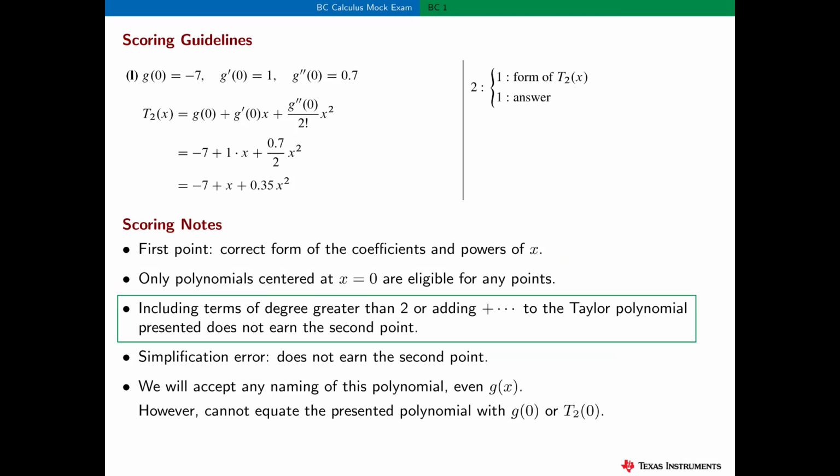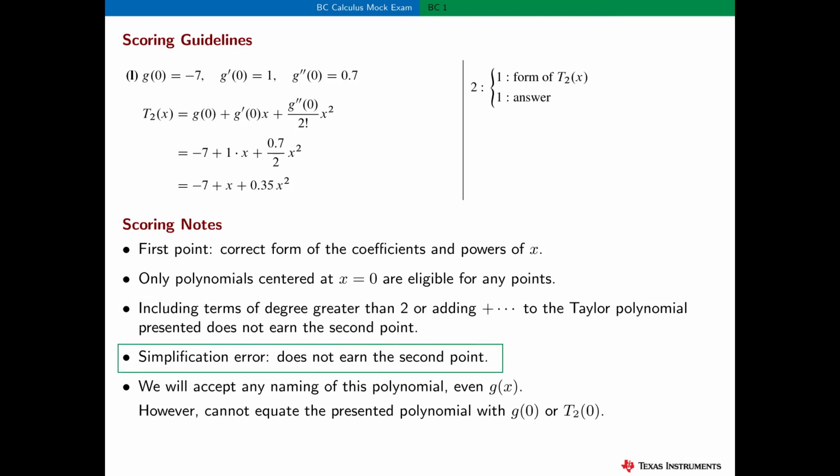If the student includes terms of degree greater than 2 or adds a plus ... to their presented Taylor polynomial, they cannot earn the second point. But they can still earn the first point for the form of their first 3 terms, but they cannot earn the second. If the student makes an error in simplification, they do not earn the second point. And this suggests again that students should not simplify final numerical answers.